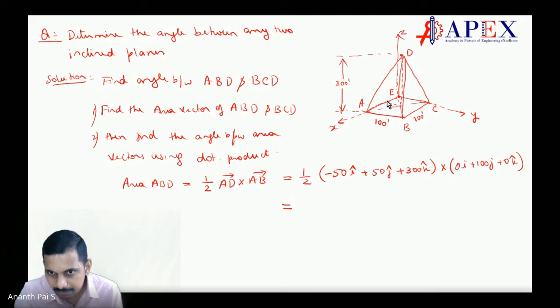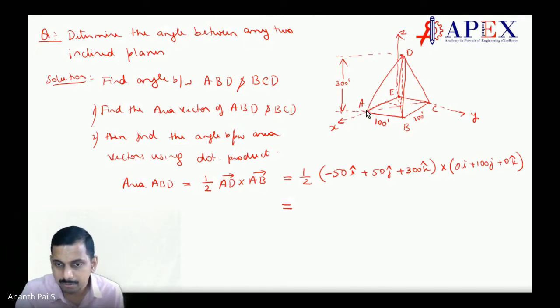So minus 50. Then from here to go to here, we have to go along the Y direction, positive 50. So we have reached the middle. Then we have to go up, correct? When you have to go up, how much? 300. So 300K, fine.